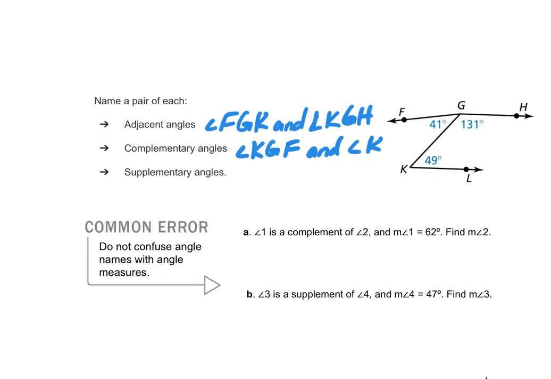Okay, and then supplementary, what two values add up to be 180? 131 and 49. Okay, so what could we call the 131 angle? Okay, KJH or KGH. And once again, put it with angle K. Okay.